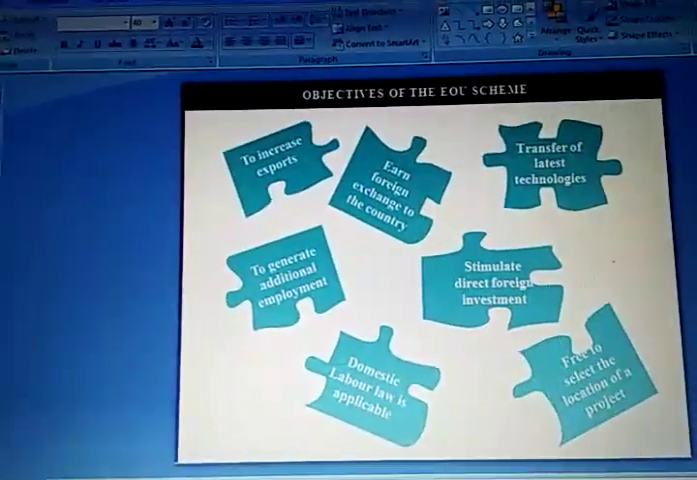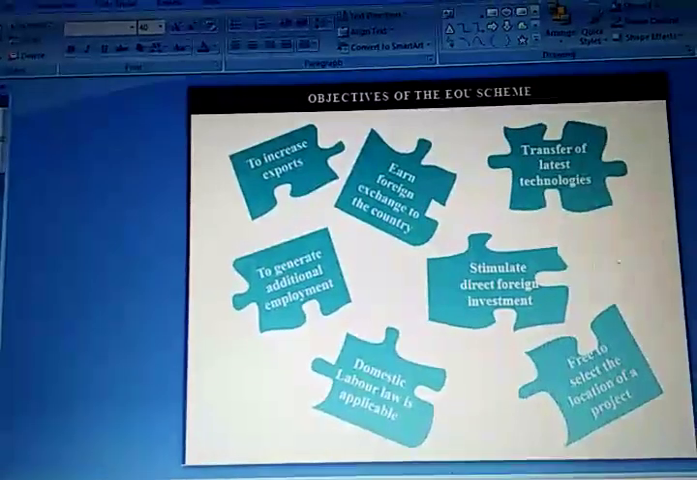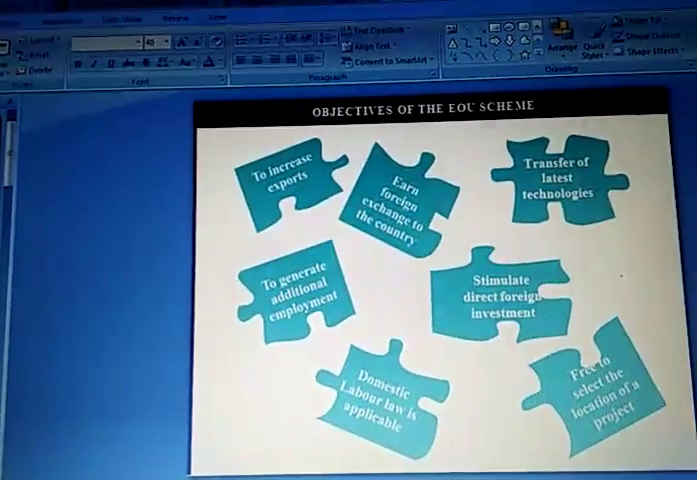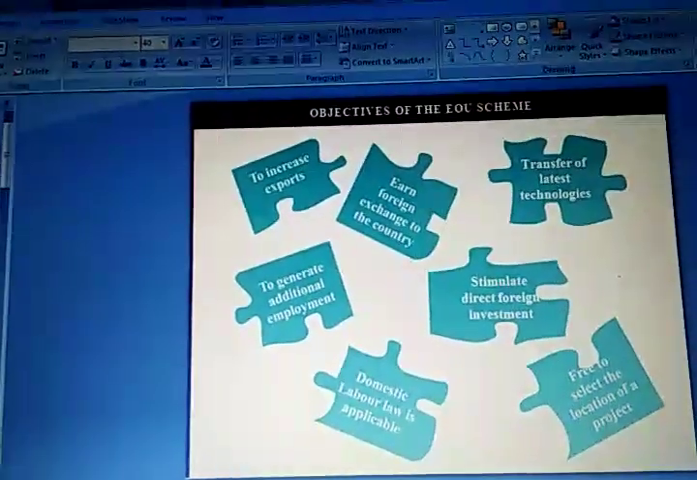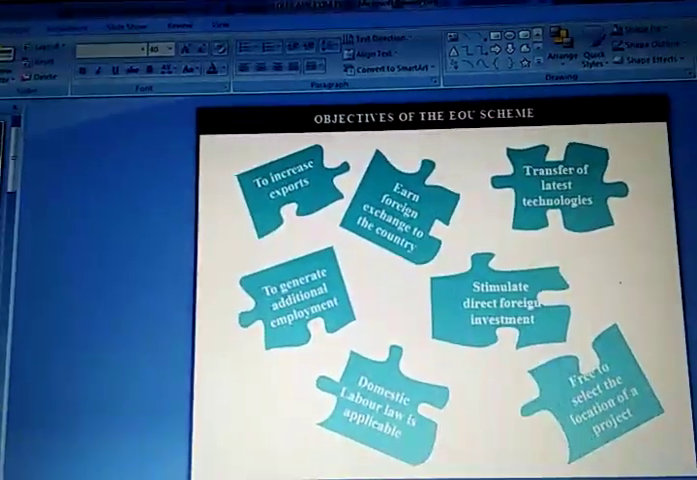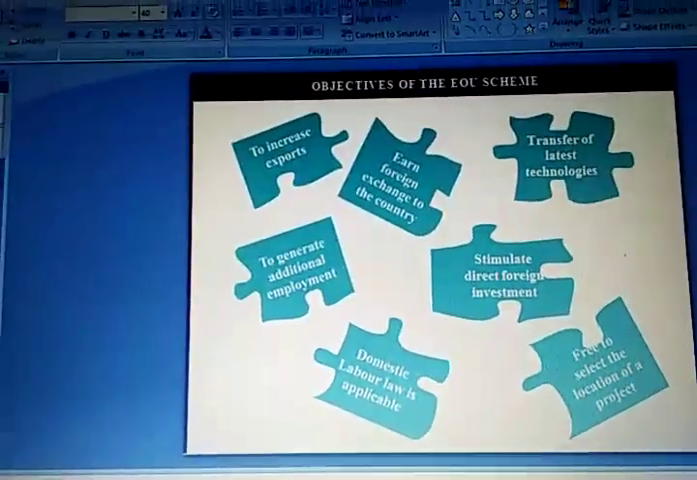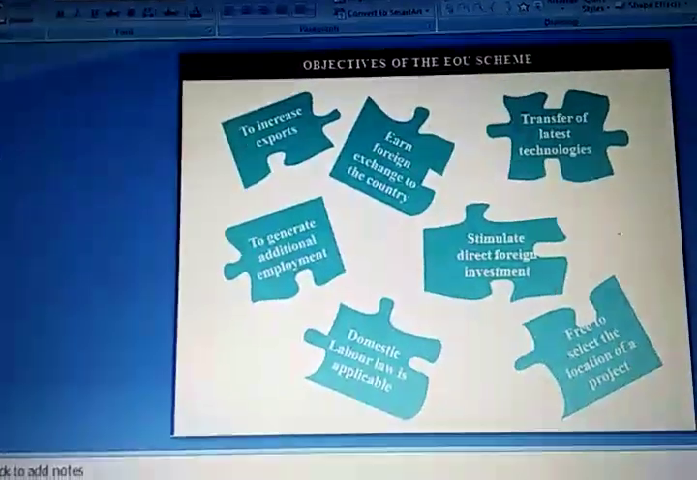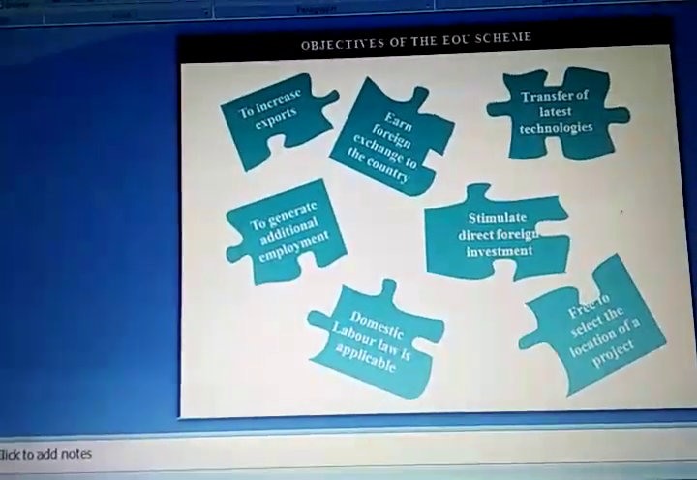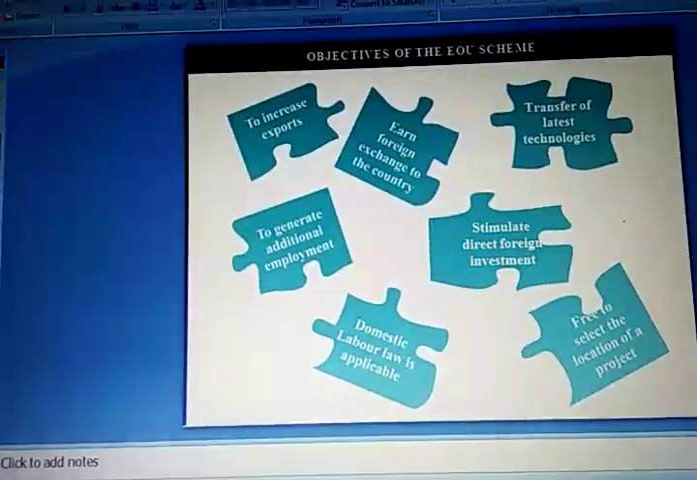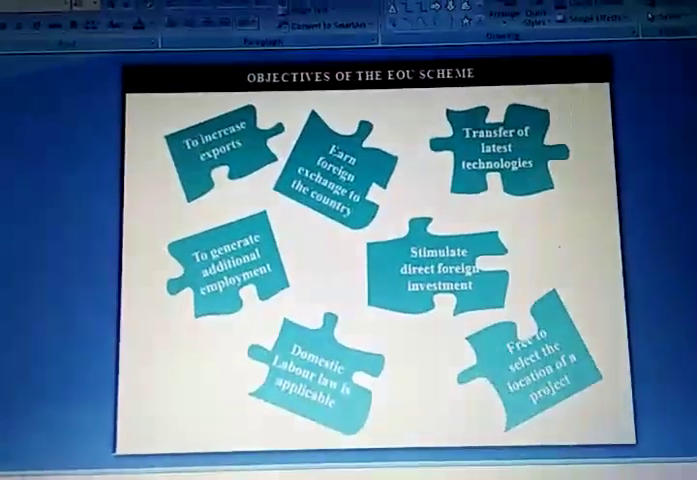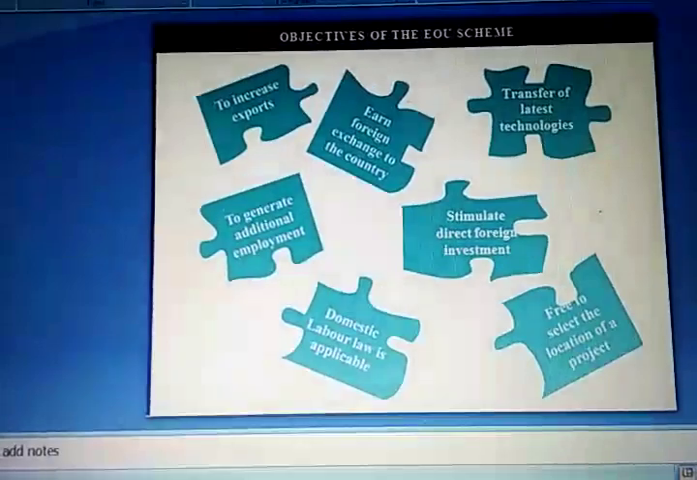The first one is to increase exports, the second is to earn foreign exchange for the country, transfer of latest technologies, to generate additional employment, and to stimulate direct foreign investment. Next is that domestic labor law is applicable and freedom to select the location of a project. These are the basic objectives.